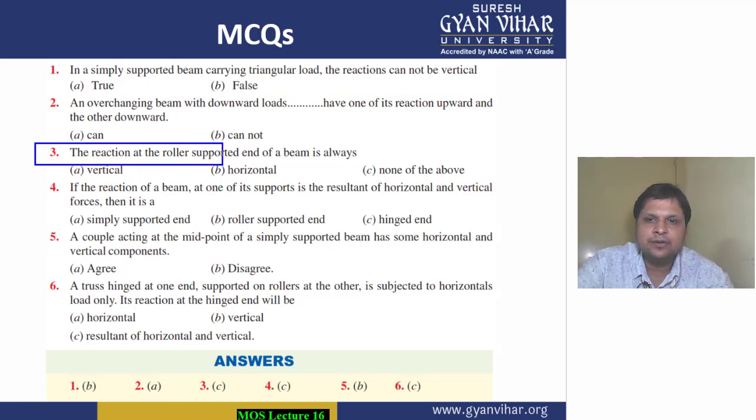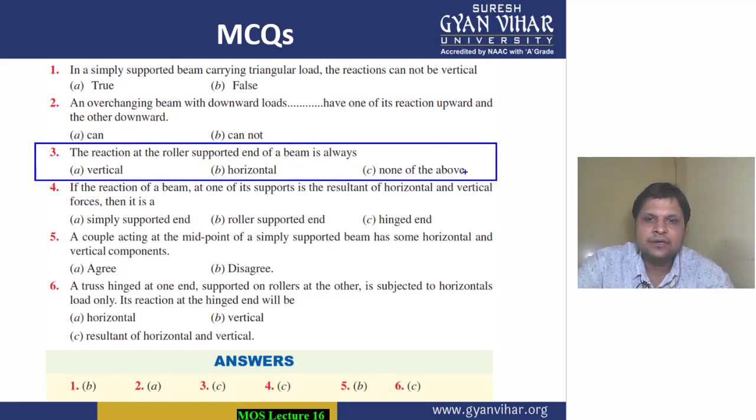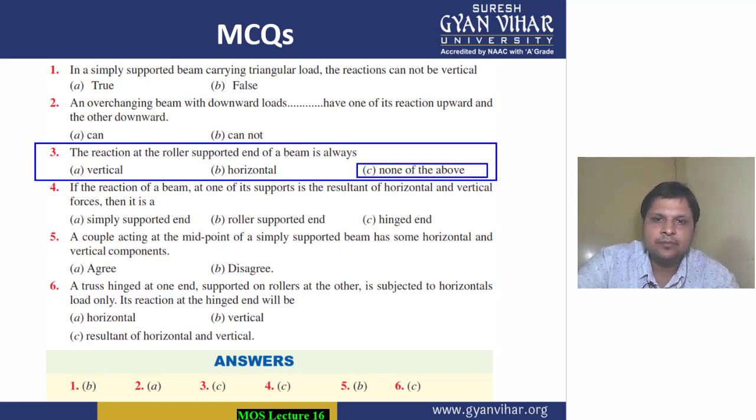Coming into MCQ number 3, the reaction at the roller support end of a beam is always, so in the case of roller support, the reactions can be vertical, horizontal, both. So none of the above we can say, because in the case of roller support end of the beam, the reaction is always vertical. All right, so in the case 3 we can say none of the above.